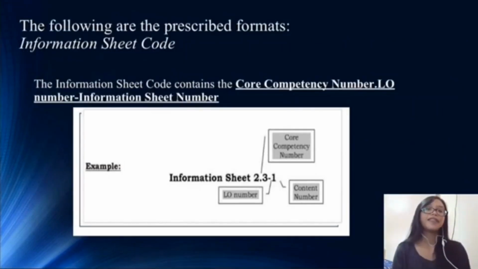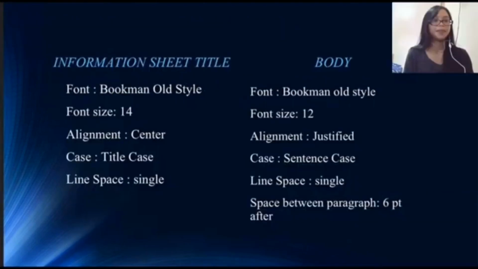The following are the prescribed formats of the information sheet code. The information sheet code contains the core competency number, the learning outcome number, and the information sheet number. We have the example here, the words Information Sheet 2.3-1. The 2.3 is the core competency number and the 1 is the learning outcome number or content number.